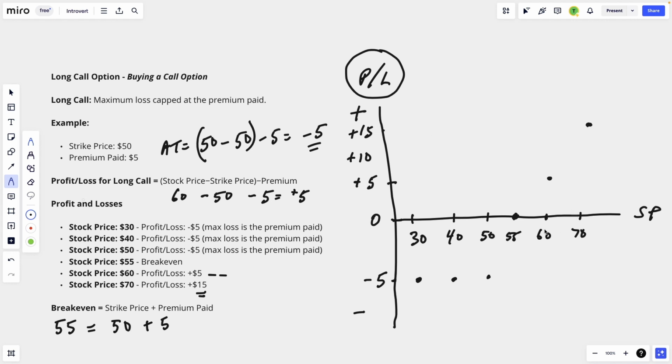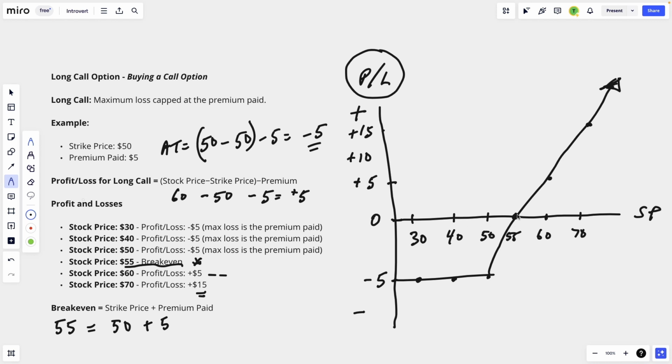And now we can draw this profit and loss diagram. We can connect the dots. So we connect the dots here, and we go up to the right. And now we have a profit and loss diagram. So what does this tell us? This tells us that right at 55, the profit and loss is going to be 0, and that is our break-even point right there.